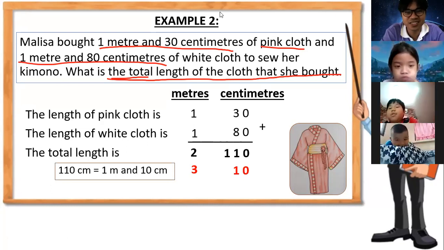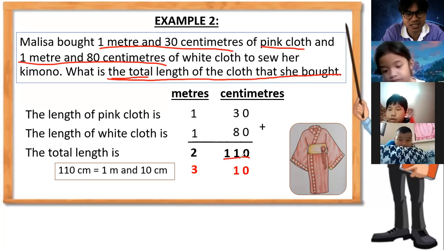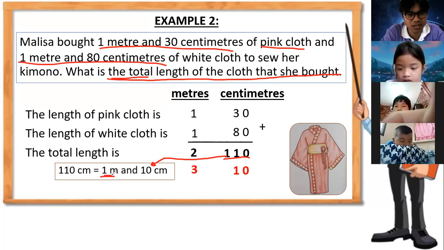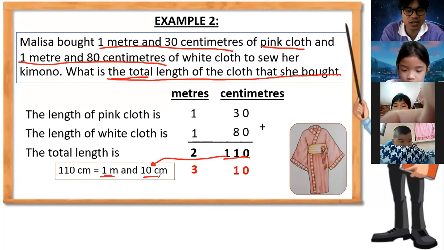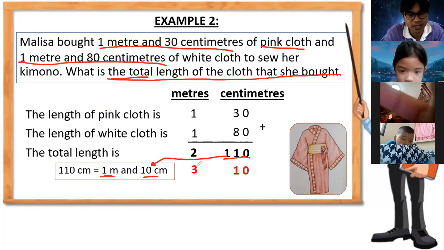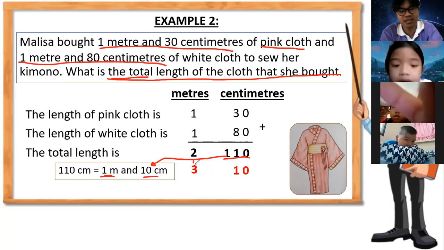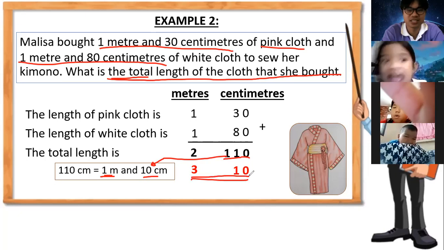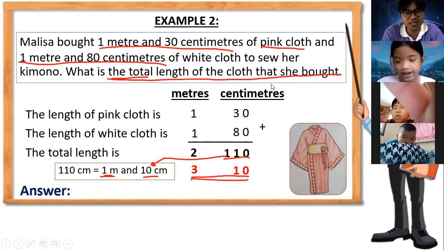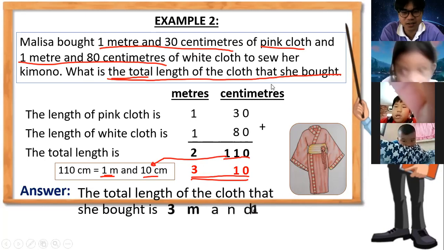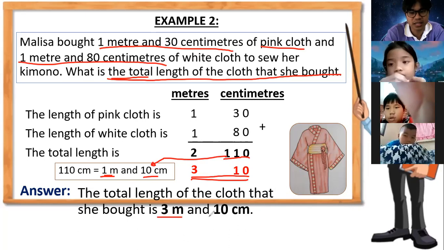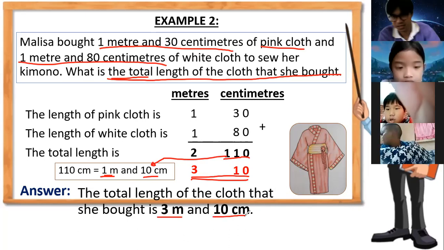Centimeters. So you can convert this. Look at this one. We already have here 1 meter, because 100 centimeters is equal to 1 meter. Then 10, so the same result. 2 plus 1 is 3. Okay, and then 10 centimeters. So the answer is, the total length of the cloth that she bought is 3 meters and 10 centimeters, like that.